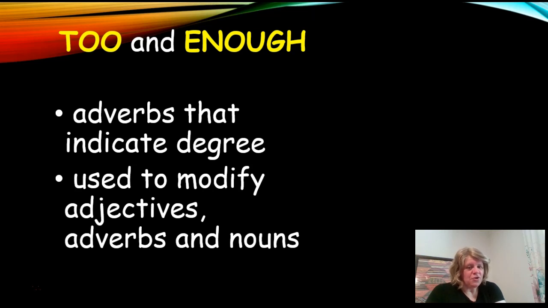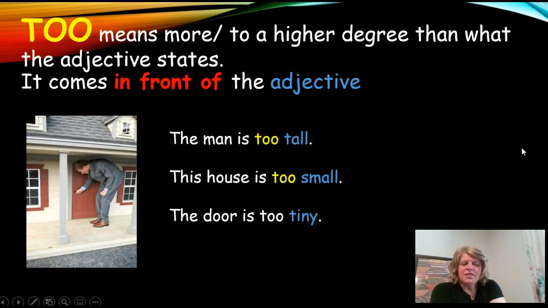Too and enough are adverbs that indicate degree. They do have a different meaning, and sometimes we can manipulate them in a way that we can use them with opposite adjectives and still say the same thing. Let's see how that works. The first of the two, too, means more or to a higher degree than what the adjective states. So if something is big, too big would mean more than just big, right?